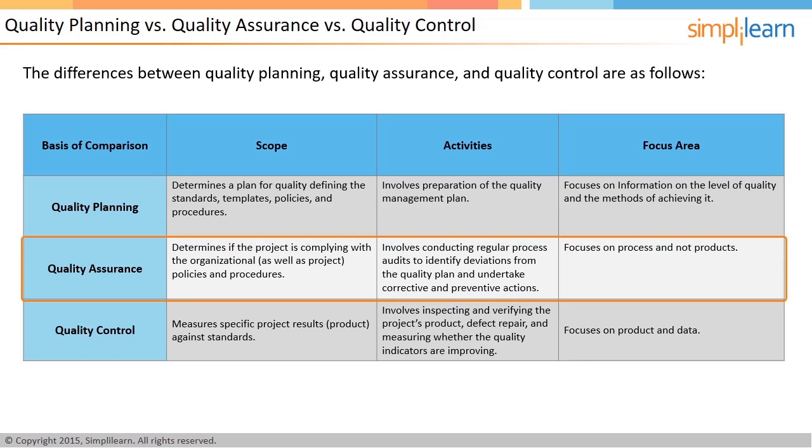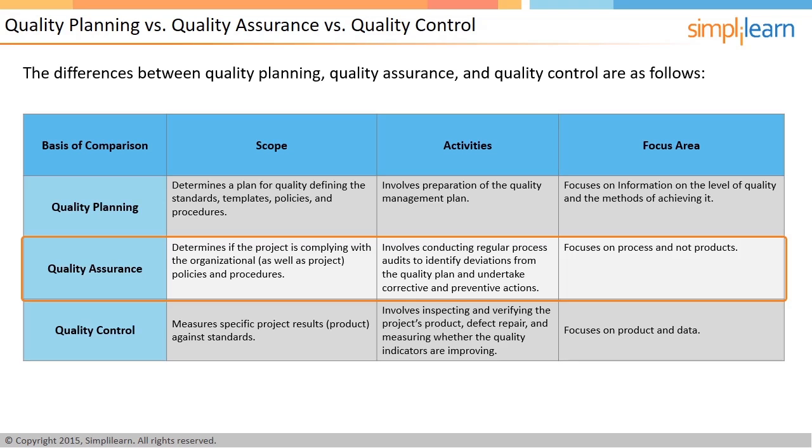It is the aim of quality assurance activities to ensure that the activities planned under quality planning phase gets executed for the project. It is the task of quality assurance to determine if the project is complying with the organizational as well as project policies and procedures. This is ensured by conducting regular process audits to identify deviation from what is planned in the quality management plan. These audits are generally done by quality department of the organizations.